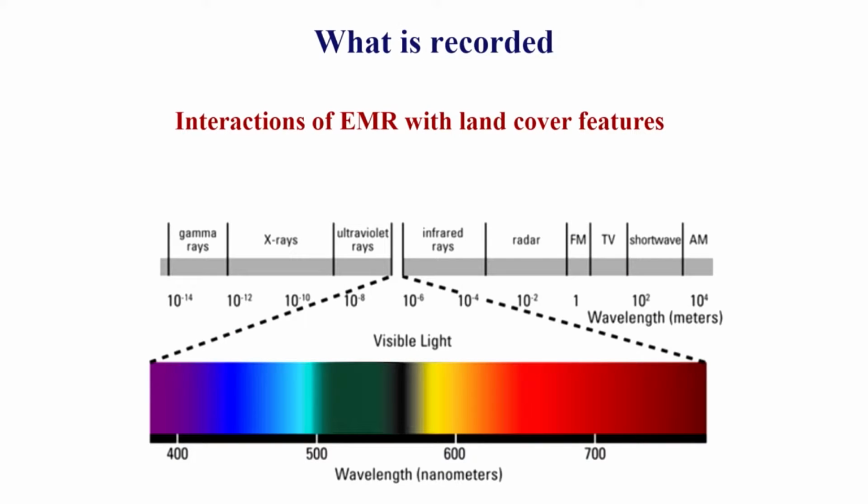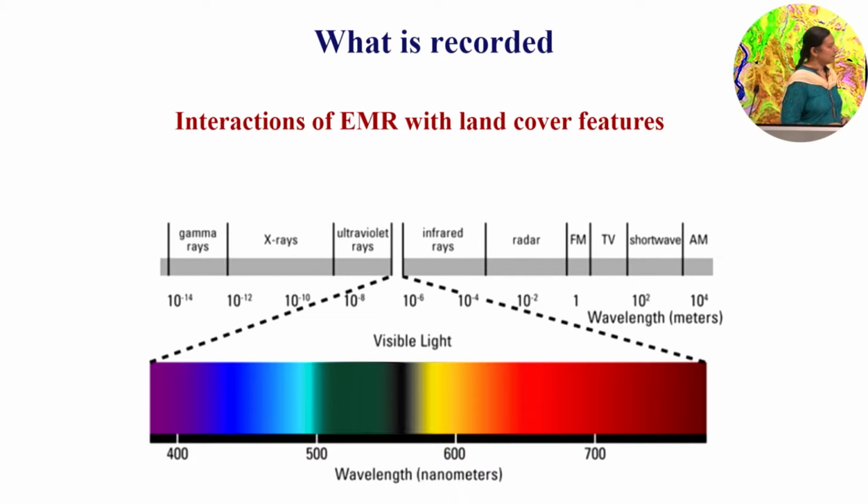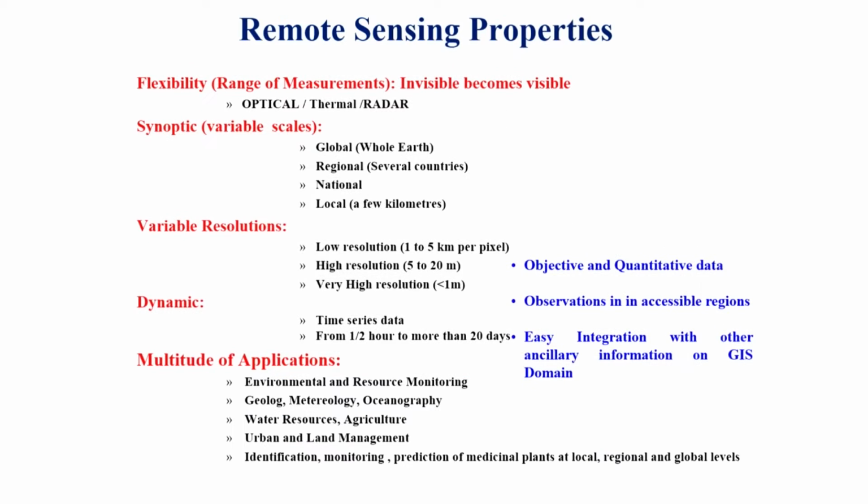Now what is recorded is basically the energy patterns. What is measured by the satellite is nothing but the energy patterns, how the land cover interacts with this energy in the visible region, in the infrared and other areas like the microwaves. So what is measured is nothing but the interaction of the electromagnetic radiation with the object. That is what we call signatures, or energy patterns.